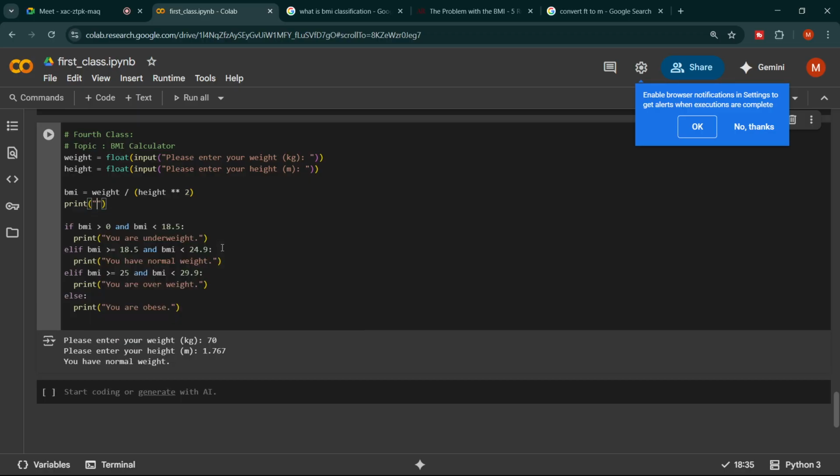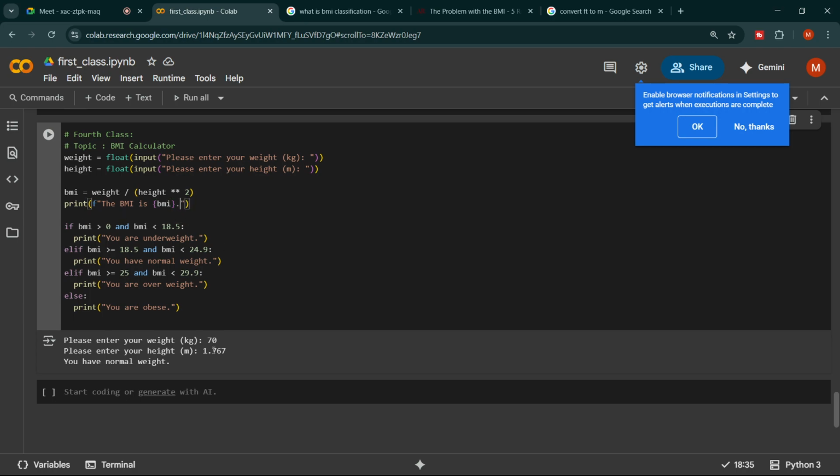So let's write the BMI. By the way, BMI is body mass index. It is called body mass index. So let's put this bracket, put an f-string and just write the BMI variable here, so it will show us the BMI. Okay, let's execute this again.